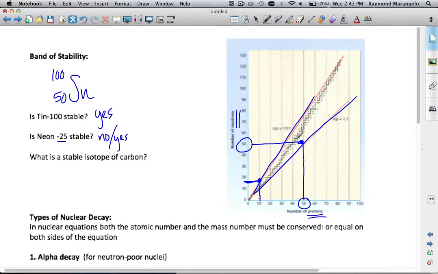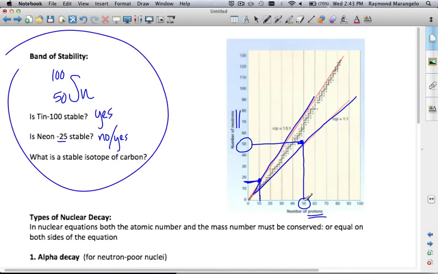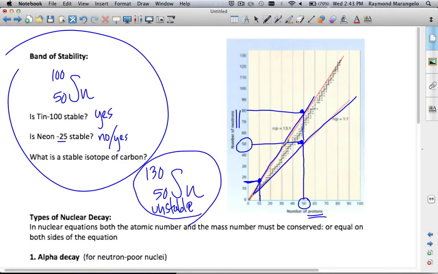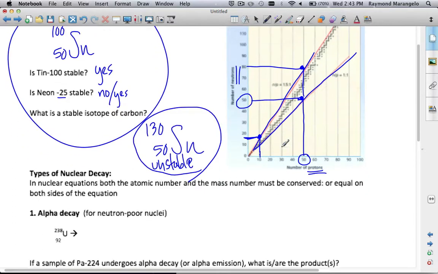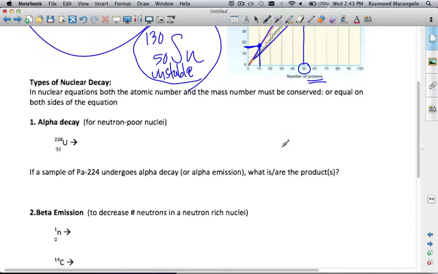But the point of this table and these questions is, if we had, let's say, tin 130, that means we would have 50 protons and we would have 80 neutrons, and bam, it is outside the band of stability, so this would be unstable. So that's the whole point of this band of stability, to show you what's stable and what's not. If it's not stable, it will radioactively decay.